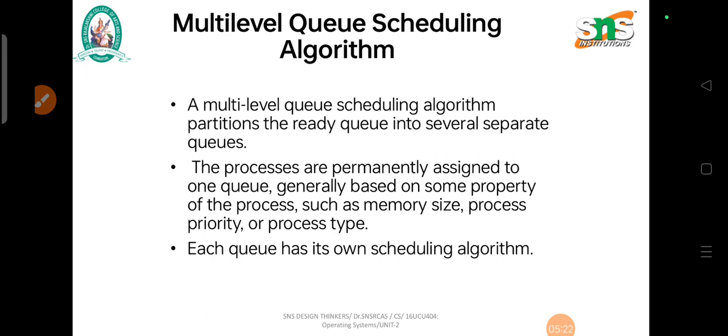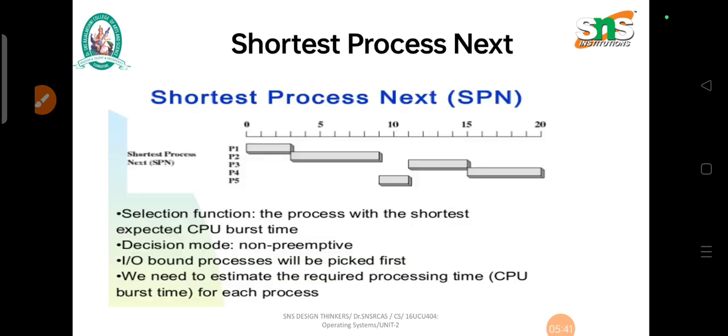Next is the multi-level queue scheduling algorithm. A multi-level queue scheduling algorithm partitions the ready queue into several separate queues. The processes are permanently assigned to one of the queues, generally based on some property of the process, such as memory size, process priority or process type. Each queue has its own scheduling algorithm.